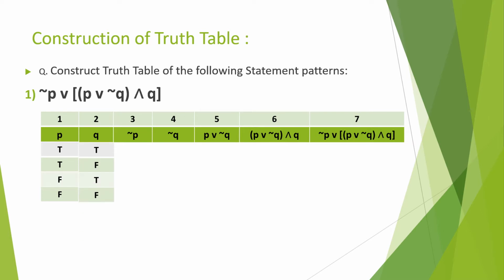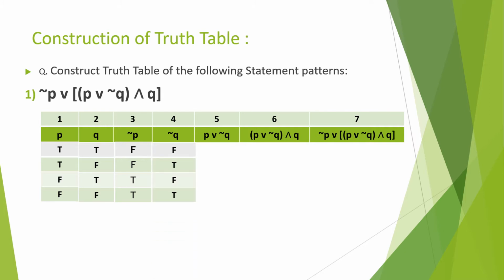Now to construct negation P, consider P and interchange T and F. So for negation P, we get FFTT. Similarly, for negation Q, we get FTFT.